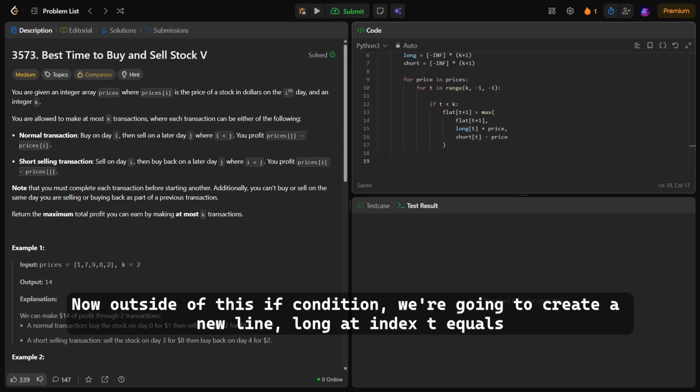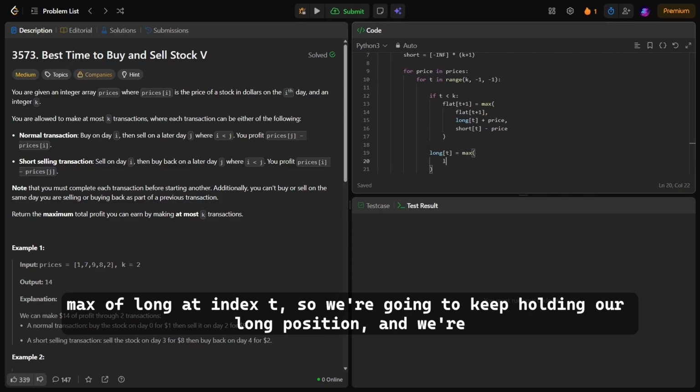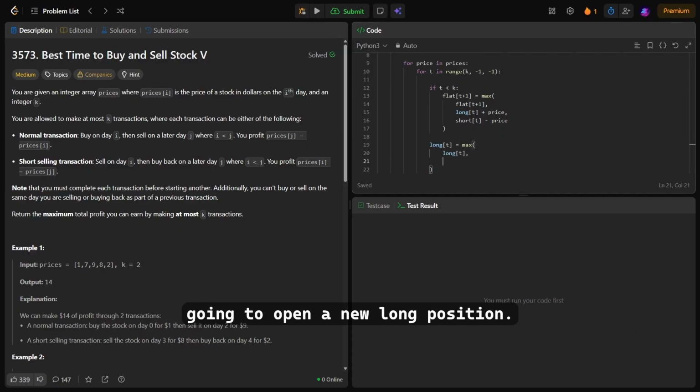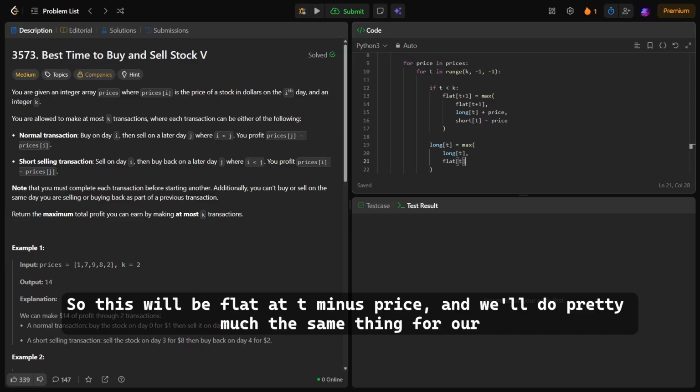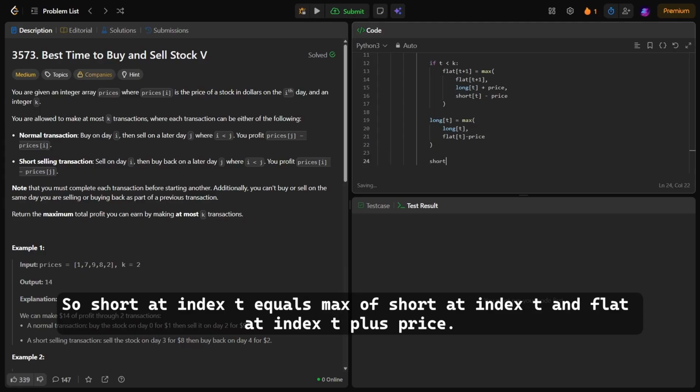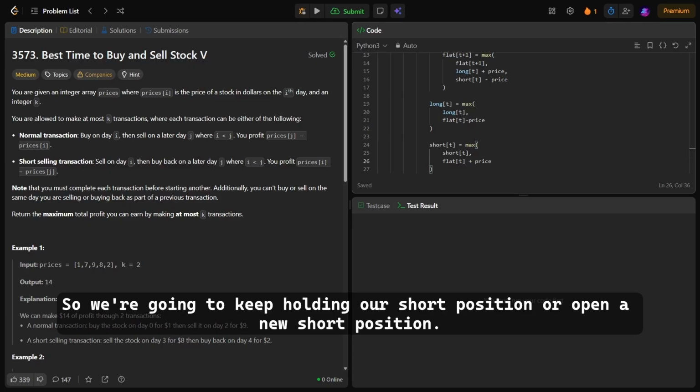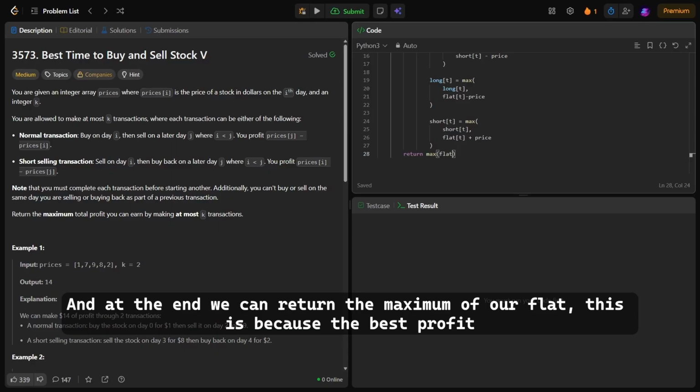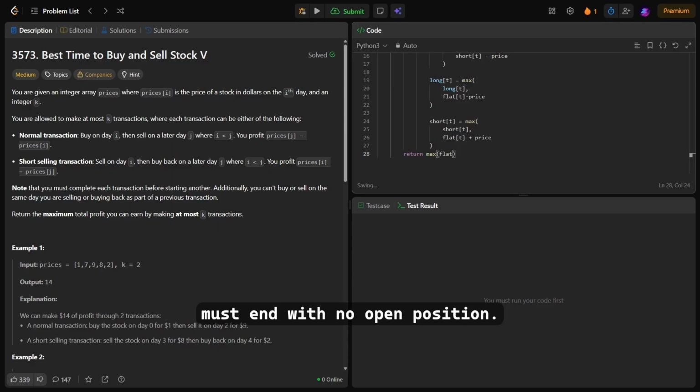Now outside of this if condition, we're going to create a new line, long[t] equals max of long[t], so we're going to keep holding our long position, and we're going to open a new long position, so this will be flat[t] minus price. And we'll do pretty much the same thing for our short. So short[t] equals max of short[t] and flat[t] plus price. So we're going to keep holding our short position or open a new short position. And at the end, we can return the maximum of our flat. This is because the best profit must end with no open position.